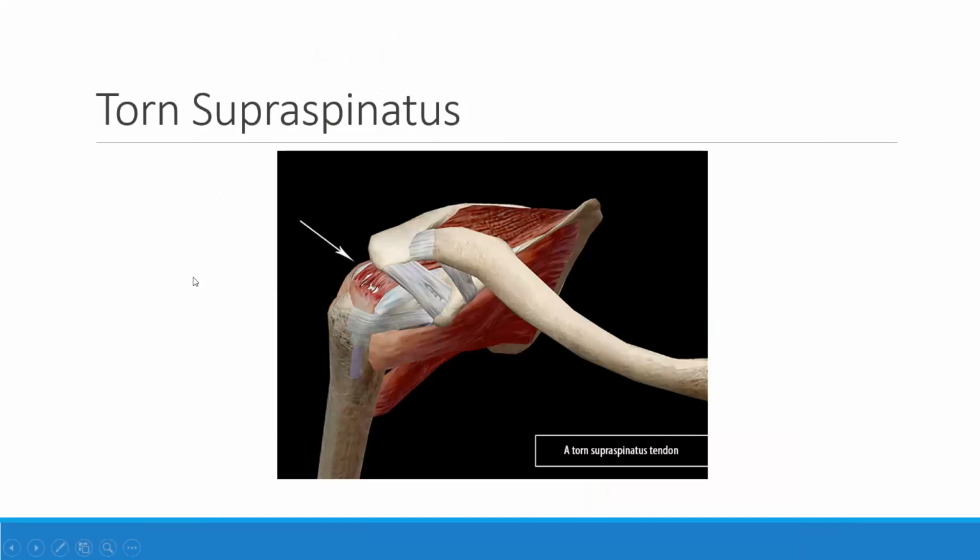And it's very painful. It limits the flexibility of the arm. Here's a supraspinatus that's torn. It's really the ligaments that are torn, and it extremely limits the range of motion. It causes a great deal of pain to move the arm at the shoulder.